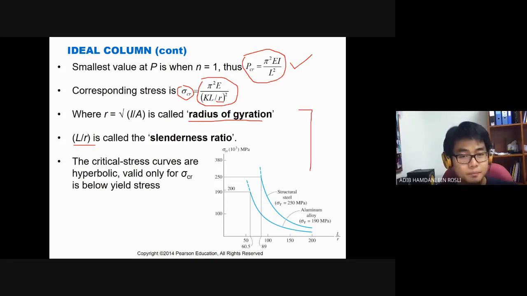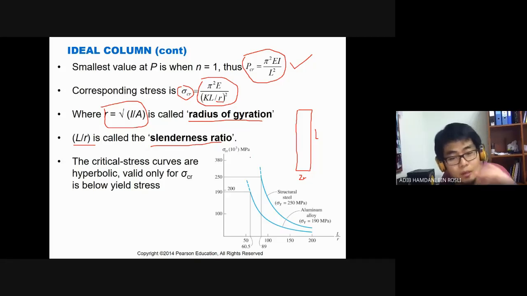What does that mean? For instance, you have a column like this. This is L, and this is 2R, where R is the radius, for instance. Of course, not everything is circular, so that's why you need the radius of gyration. You can define a radius of gyration for any cross section: you divide I by A, and then take the square root, and that's your radius of gyration. If you divide L over R, you get your slenderness ratio.